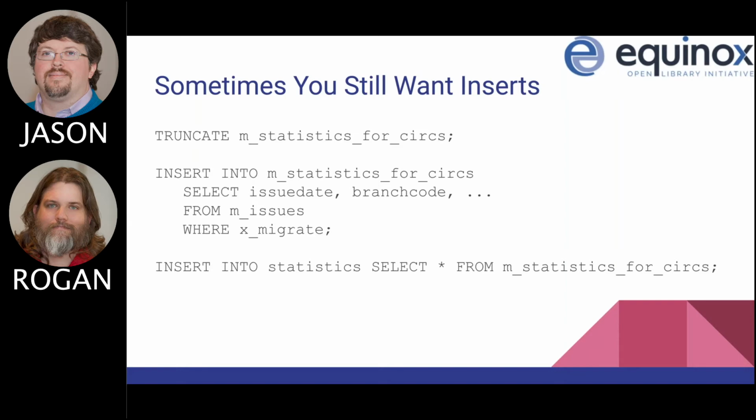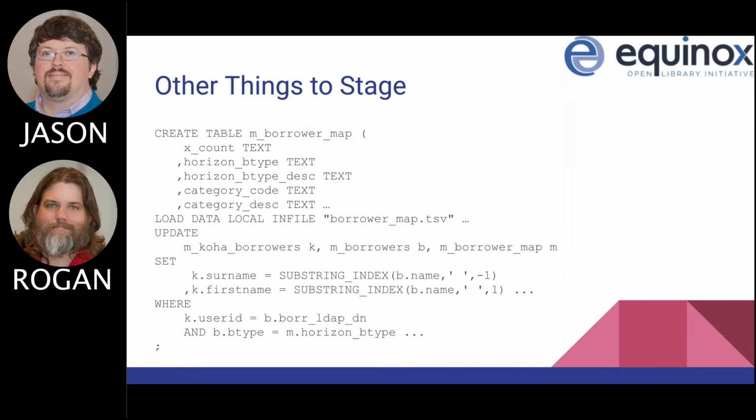But sometimes you have derived tables or auxiliary tables where it's going to be pretty simple just to do things like this. In this example, this is a staging table that's going to eventually get pushed into the statistics table in Koha. And this is specifically for circulations. But you might have another staging table that's intended for statistics, but it's for something else related to fines or whatever. And finally, other things you might want to stage.